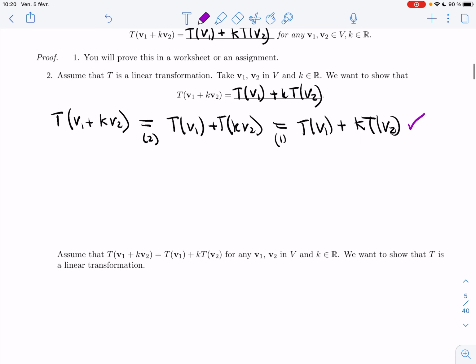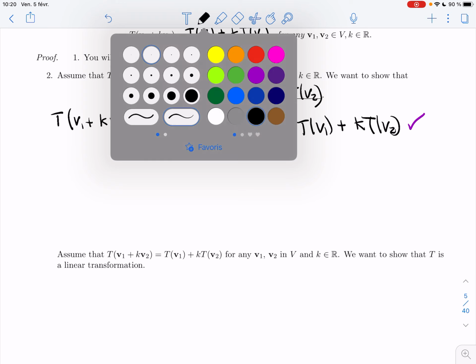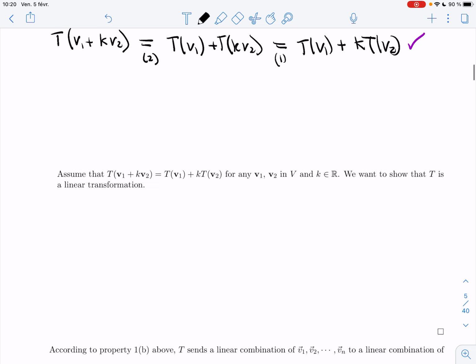All right, second direction. I'm now going to assume I can split things like this, split both at once, and then I want to show that T is a linear transformation. So I'm going to need to show the two properties separately. First, I want to prove that I can factor k out. Actually, let me write it that way. So I'm going to factor k out.